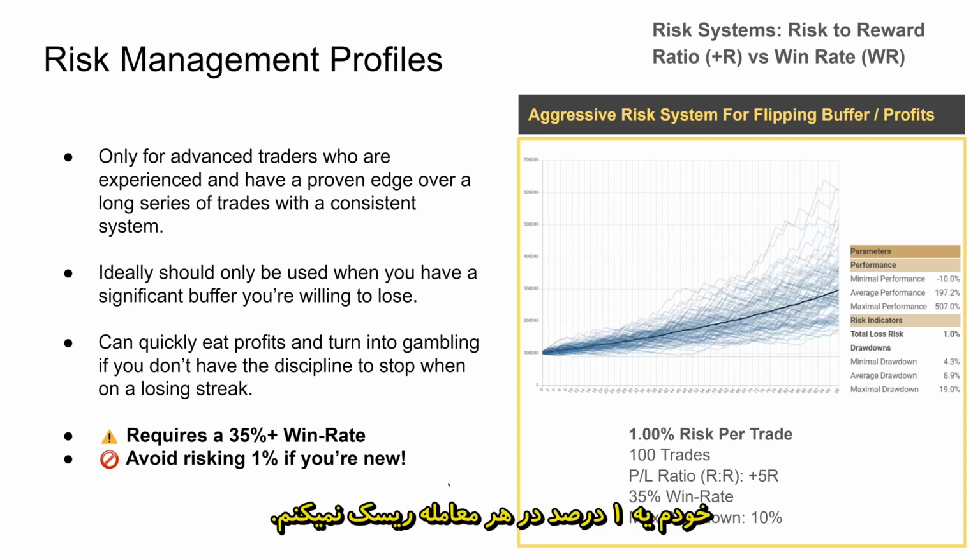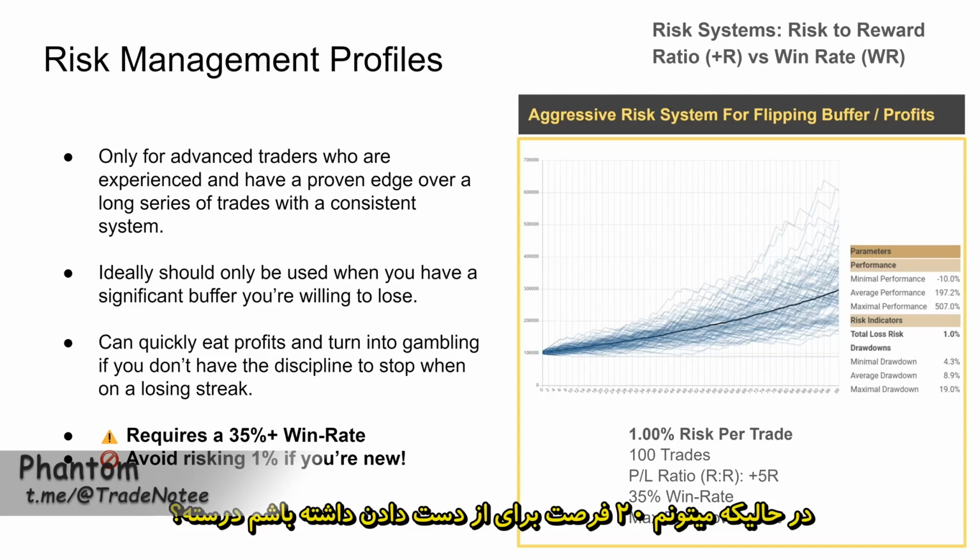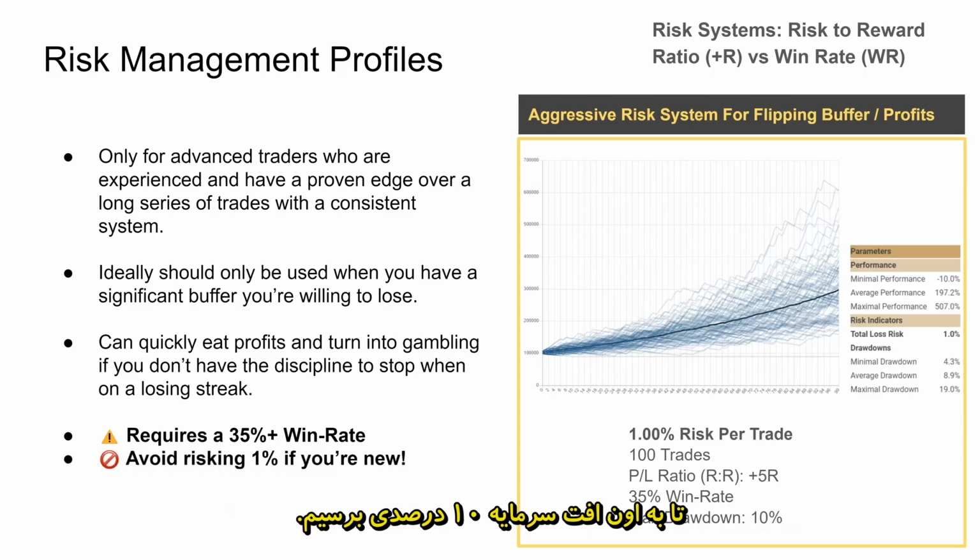I don't even risk 1% per trade yet. I probably won't for a while. I just feel more comfortable having the buffer, right? It's literally the difference between, if we're in a prop firm account, I have 10 chances to lose versus 20 chances to lose, right? To hit that 10% drawdown.